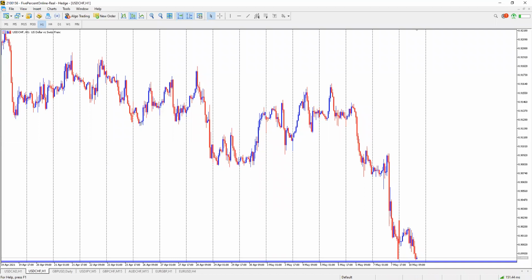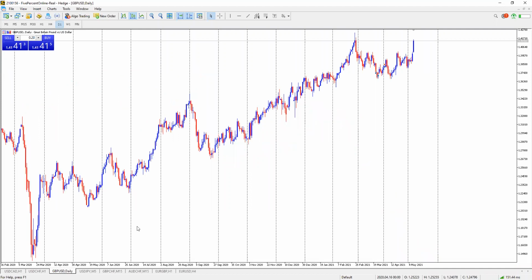Yes. All right. So we will start with the cable. I guess you mean the pound against the dollar. All right. So that's the pound against the dollar. We will check the euro dollar right after. And let's start from the higher time frame.